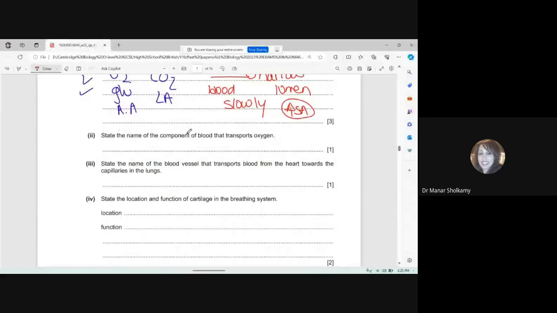State the name of the component of the blood that transports oxygen. Which part of the blood transports oxygen? Hemoglobin. Yes, in the red blood cells. The hemoglobin and the red blood cells, correct.